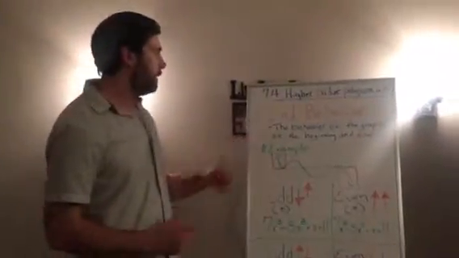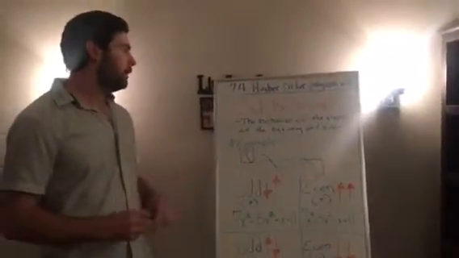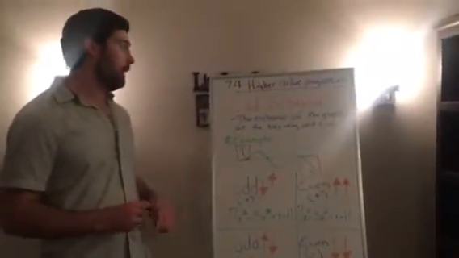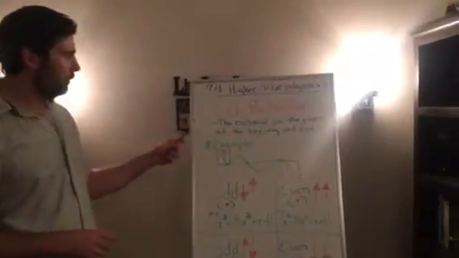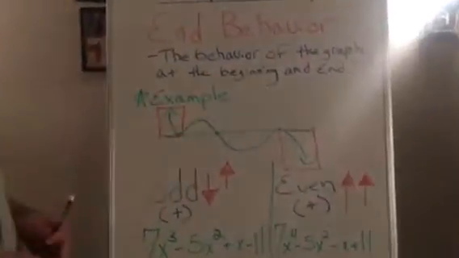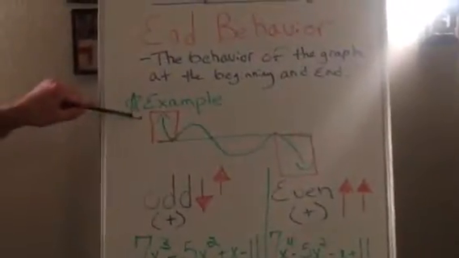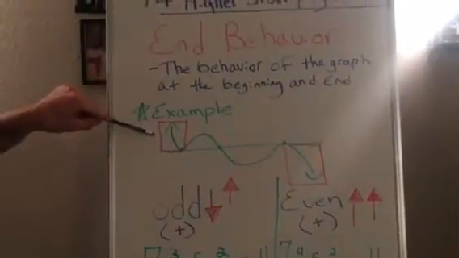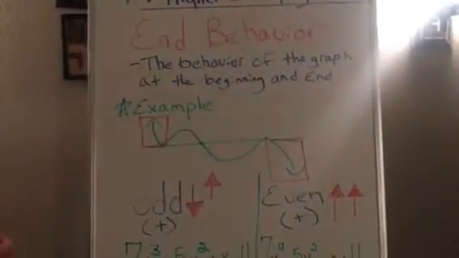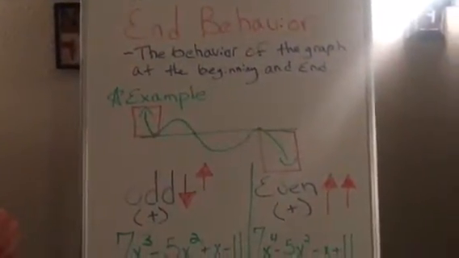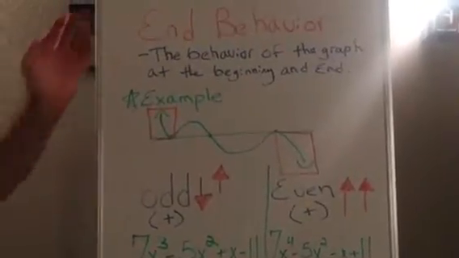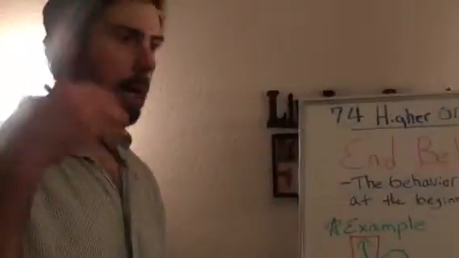Next and final vocabulary word is end behavior. The end behavior is the behavior of the graph at the beginning and the end. So you understand, I have an example here of a polynomial graph, and circled in red is the beginning and the end. So the end behavior is when you figure out if the graph begins coming down or going up, and same for the end.